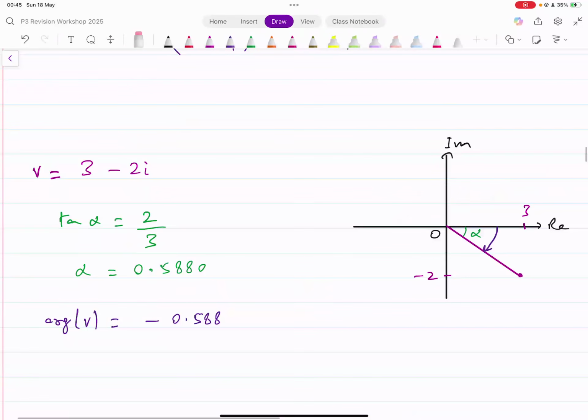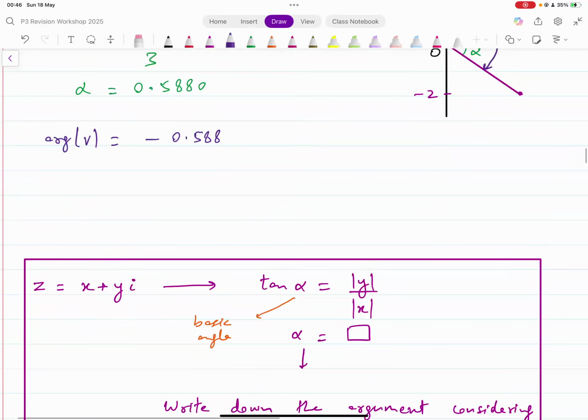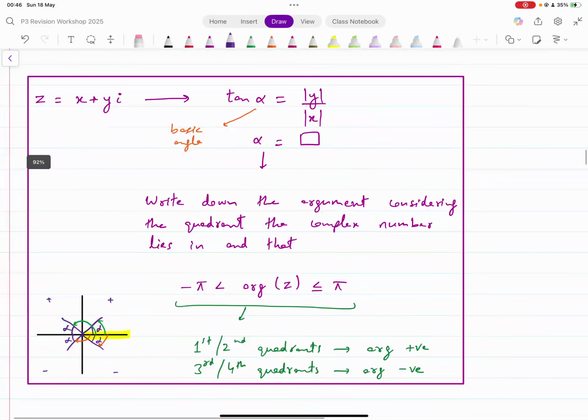This is what happens when it's in the fourth quadrant. 3 minus 2 iota, that means right and down. That's fourth quadrant here. Again, you find the basic angle. How do you find the basic angle? Divide the imaginary part by the real part, and that's equal to tan alpha. You'll get the value of the basic angle. Now, since it's in the fourth quadrant, you have to go clockwise, and that's the angle that you get. That's the argument, minus 0.588. That's your argument. This is the general method that you can use.